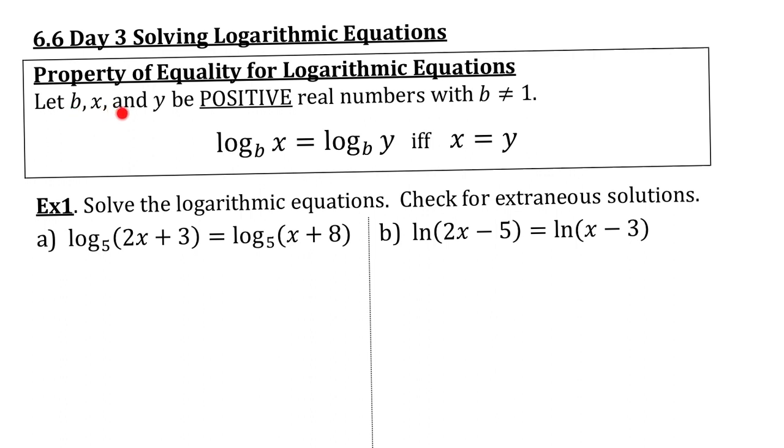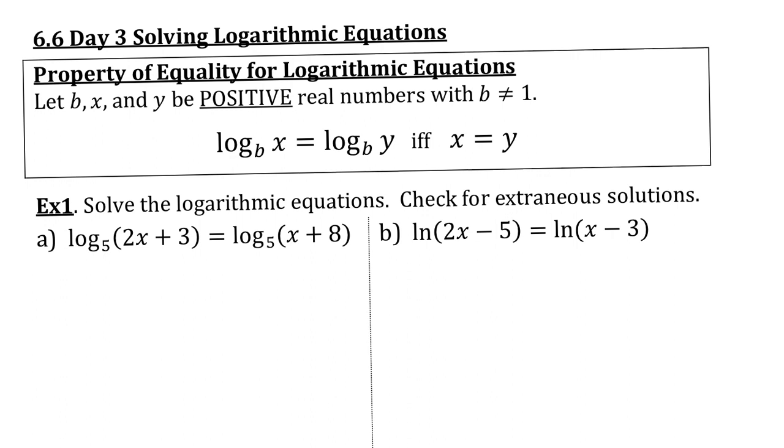Let b, x, and y be positive real numbers. So we're going to have a positive base here, we're going to have a positive argument here, with b not equal to 1. If the log base b of x is equal to the log base b of y, then x must equal y. So if two logs are equal to each other and they have the exact same base, then they must have the same argument, which makes sense. Remember, IFF is the abbreviation for if and only if.